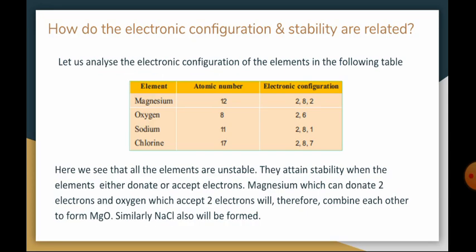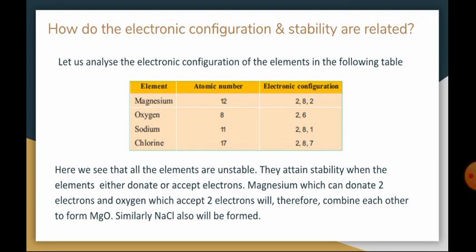Next, an important question is how are electronic configuration and stability related? This can be answered only after analyzing the electronic configuration of elements. Here we see that all the elements are unstable. In case of magnesium, it is 2 electrons in excess of octet, whereas in case of oxygen, it is 2 electrons short of octet.